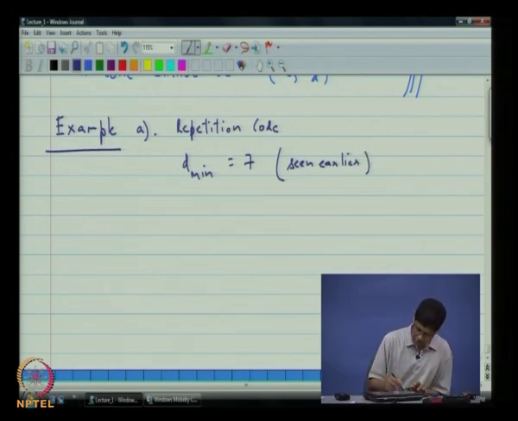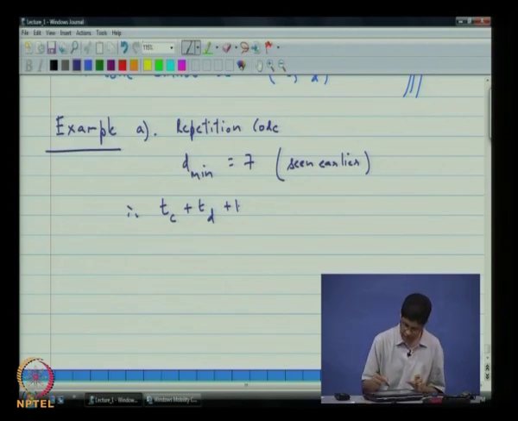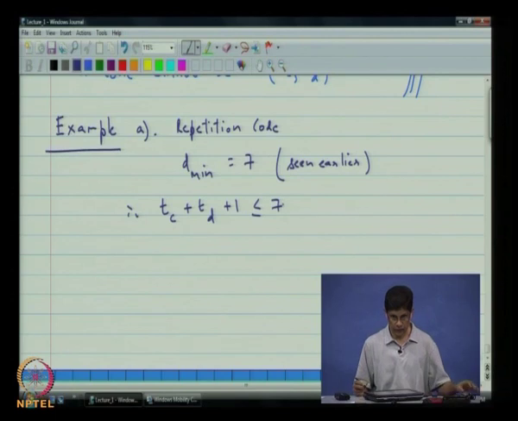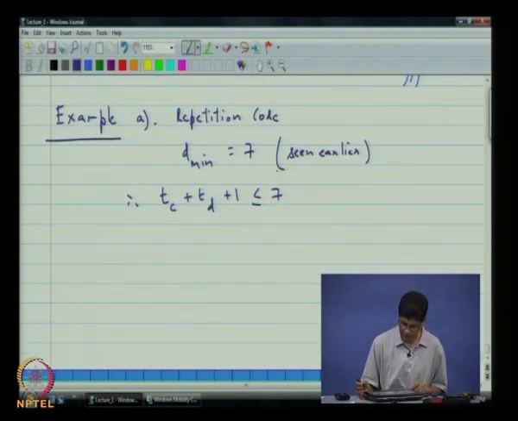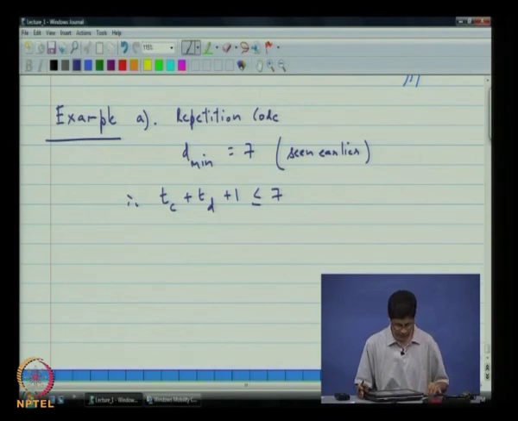And therefore, we have the inequality T sub C plus T sub D plus 1 must be less than or equal to 7. So, the code is a TC-TD code for all pairs which satisfy this inequality. Now, the interesting thing is that since this inequality is all that is required, you can use the same code to provide different measures of error correcting capability.